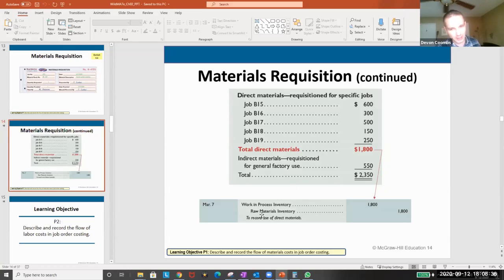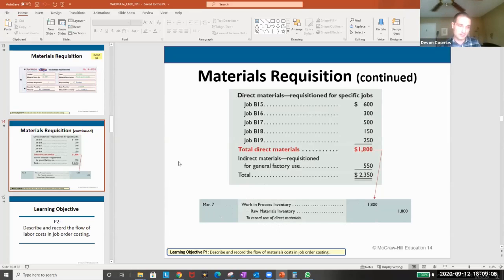As soon as we're working on it, we'd reduce the raw materials inventory and we'd increase the work in process inventory. And so flashback to financial accounting. How do we increase an account, an asset account? We debit it. How do we decrease it? We credit it. And inventory is an asset. And so we're just reclassifying that asset from raw materials to work in process. So we debit the work in process, we credit the raw materials.